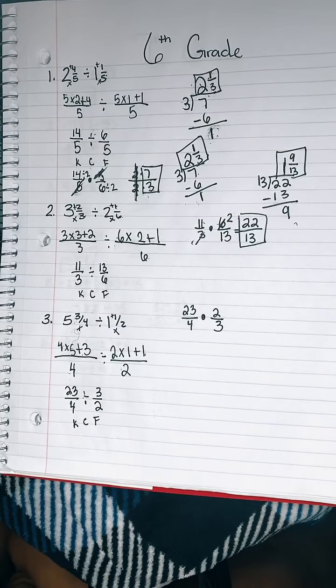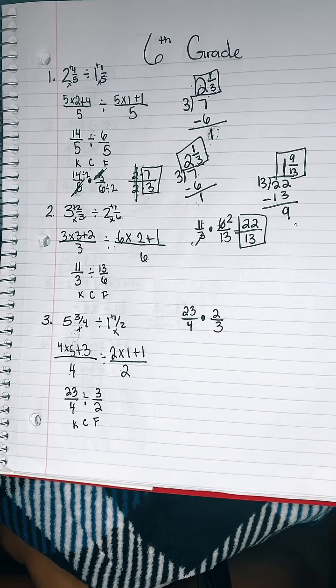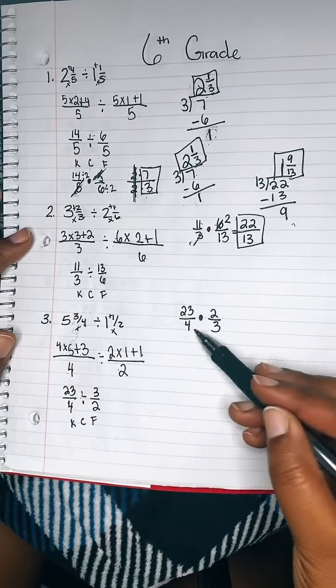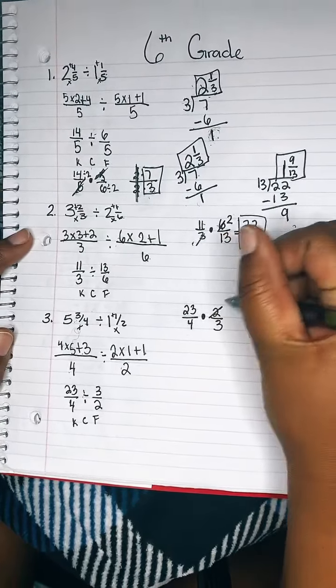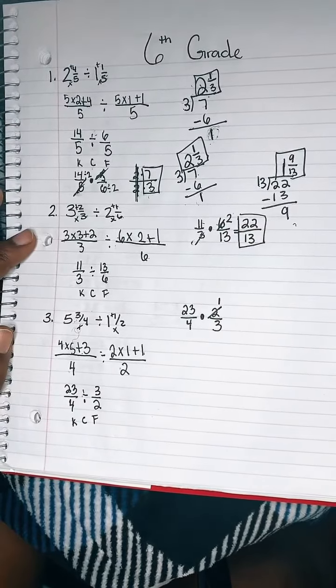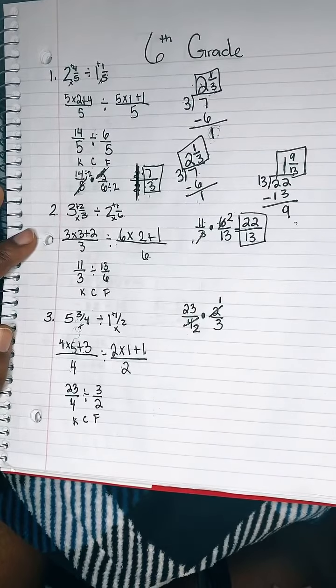Now, does anybody see what we can simplify out? Thank you so much for the double taps. 2. Linda said 2. Excellent. So 2 and 4 can both be simplified by 2. So we can divide this by 2, which goes to a 1, and 4 divided by 2 goes to a 2.